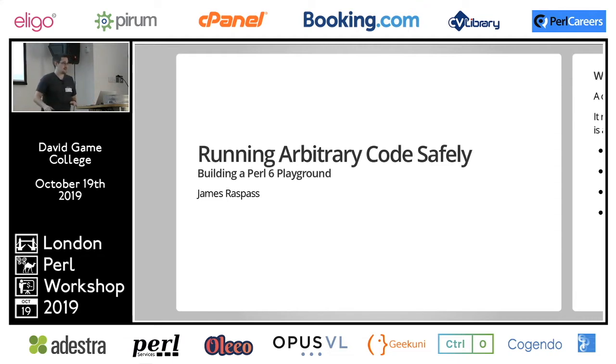So first off, I will play the sympathy card. This is my first talk at a large conference, if this counts as large. I am James Raspass. This is Running Arbitrary Code Safely: Building a Perl 6 Playground. You may have seen the slightly more playful title of Swings and Roundabouts, which was apparently not conducive to conveying what this is about, but I liked it.